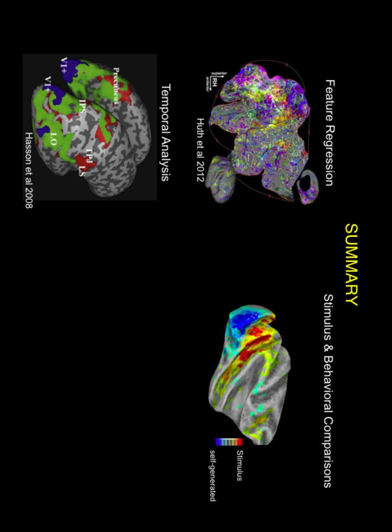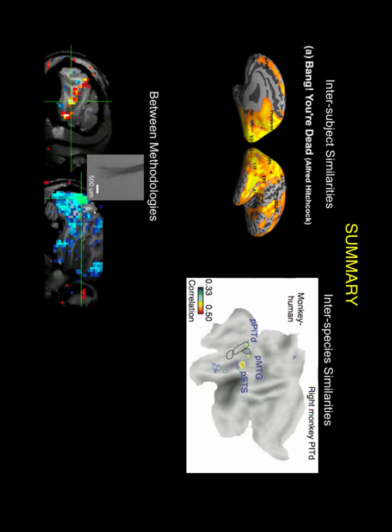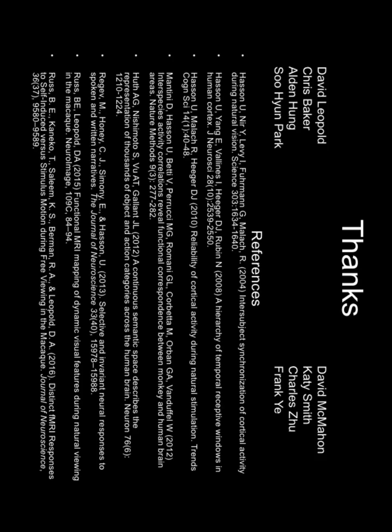So I showed you that using naturalistic movies, there are ways of pulling out the feature responses. You can compare the stimulus and the behavior to each other. We can look at temporal information, and we can compare different content across movies. And using this method as a common currency, we can start to look at intersubject similarities, interspecies similarities, and similarities between methodologies. Here are some of the main references that I used in this talk, and if you guys have any questions, I'm happy to answer them.